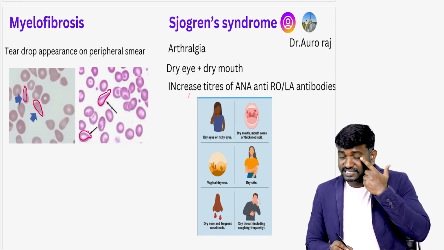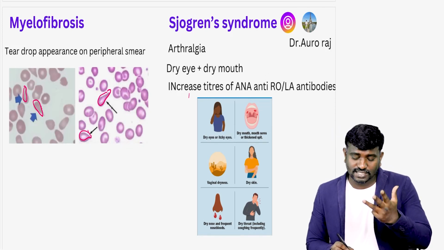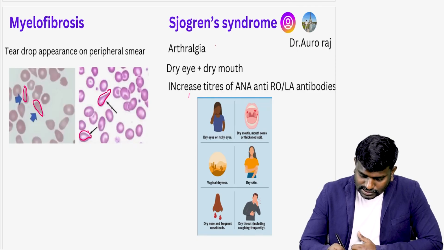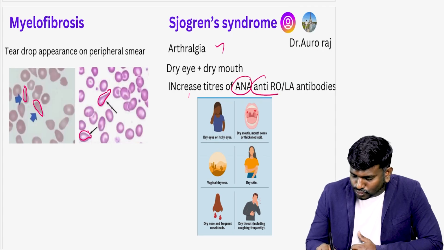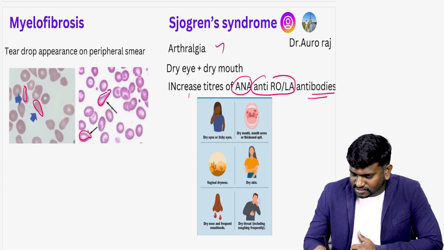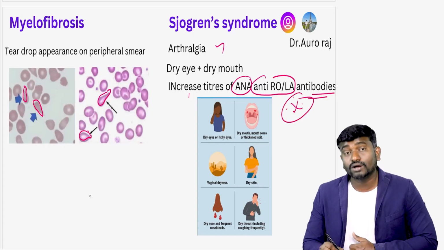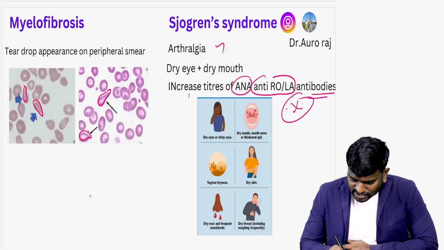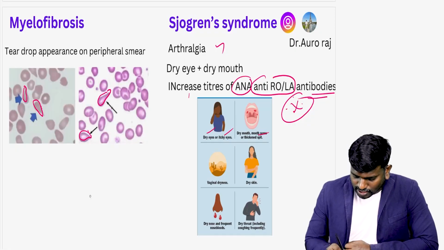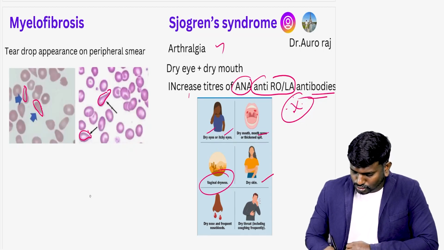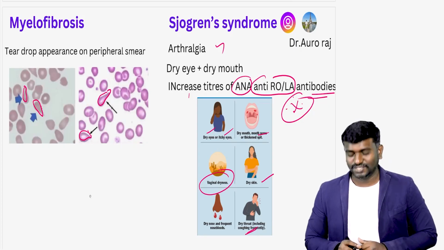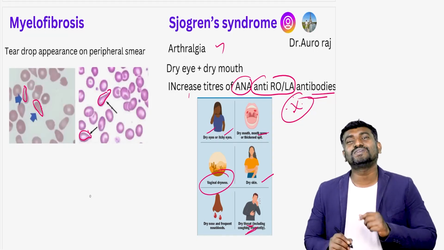Next, Sjogren syndrome is very important. The patient may be presenting with dry eyes, dry mouth, dry vagina. He or she will be having arthralgia, and also remember ANA, anti-Ro and anti-La antibodies are present. Very important. In Sjogren syndrome, the patient will have dry eyes or itchy eyes, dry mouth, vaginal dryness, skin dryness, and also throat infections due to dry throat.